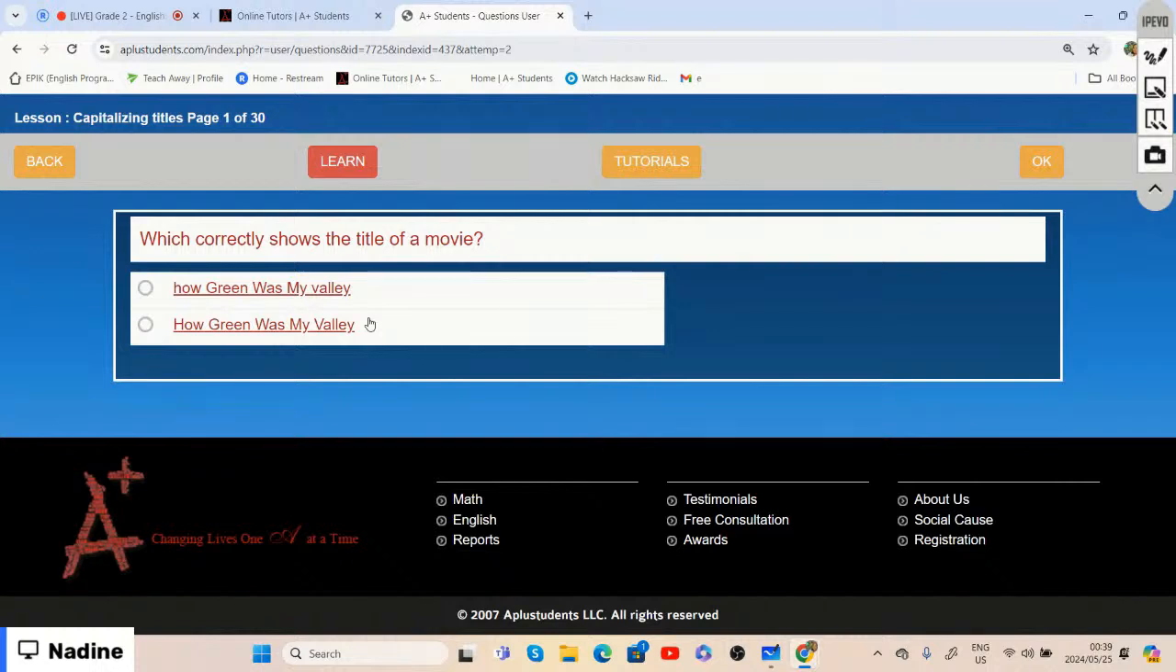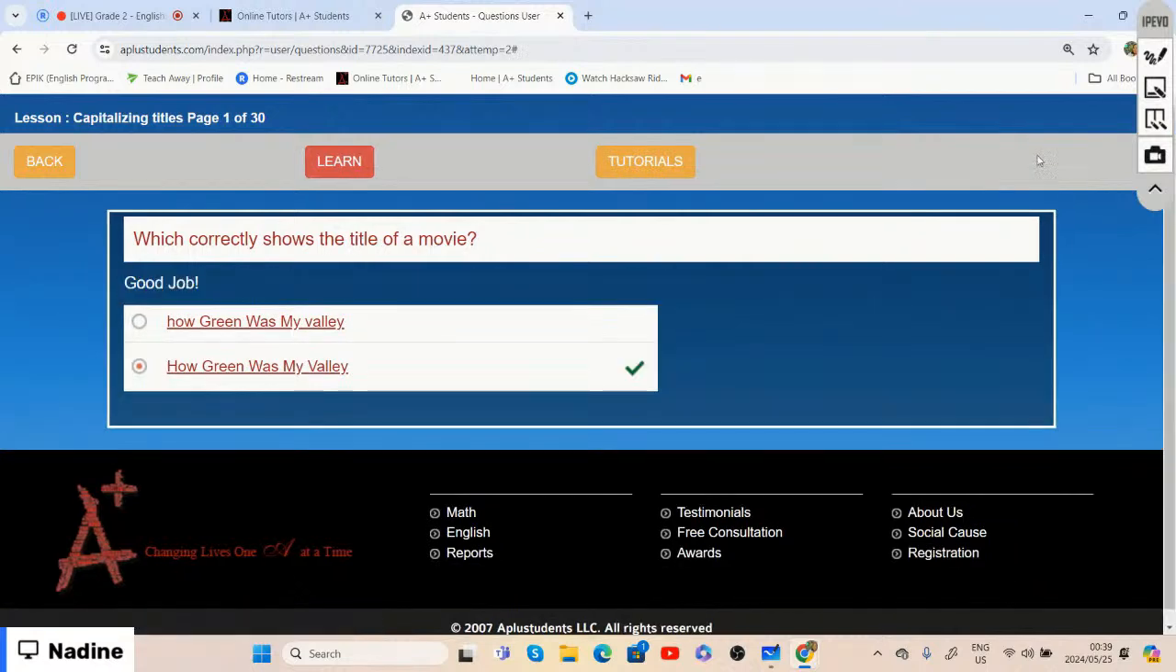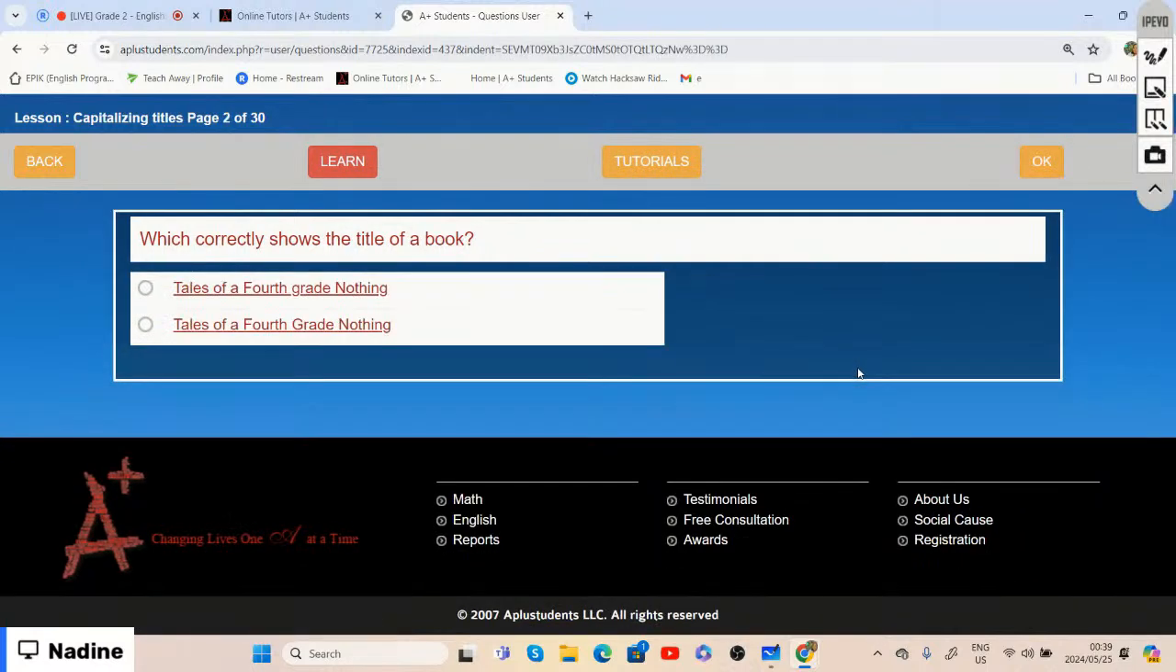Words like in, on, a, the, and, but, those are not capitalized, right? Those are just joining words, or words to just add on, right? All right, and if we were to choose the correct title, we would choose option two. So well done. Option two is correct.